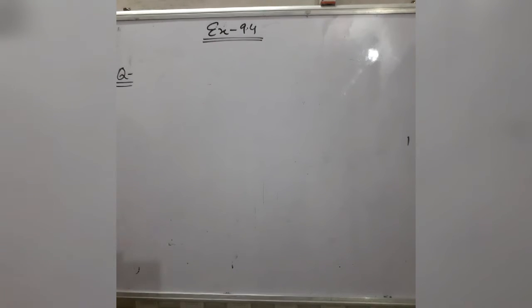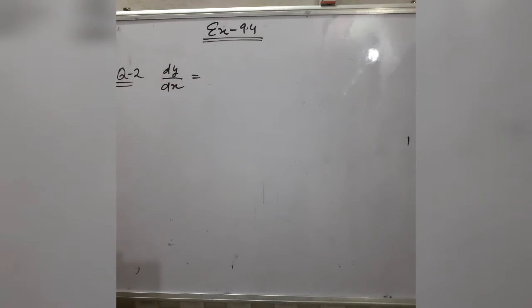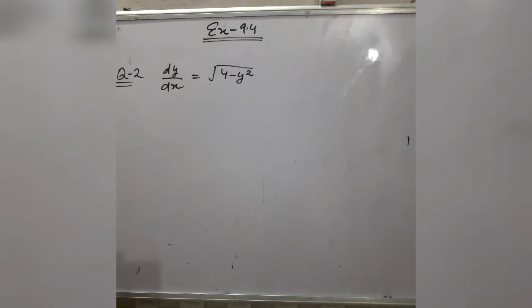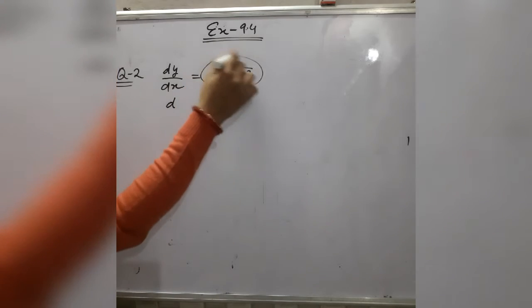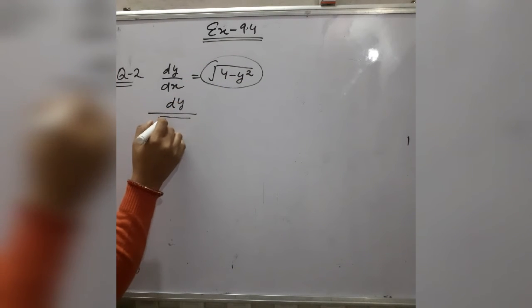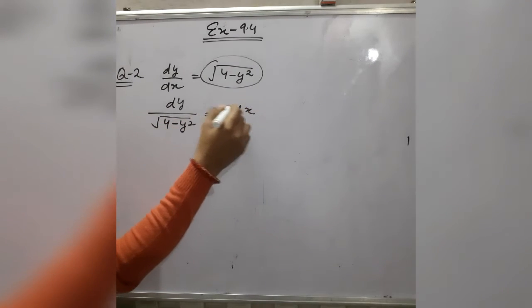Now in the second question, again a differential equation is given to you. dy by dx is equal to root of (4 minus y square). So again we will separate variables. This term contains the y variable, so shift it to the left hand side, so it becomes dy by root of (4 minus y square) equals dx.